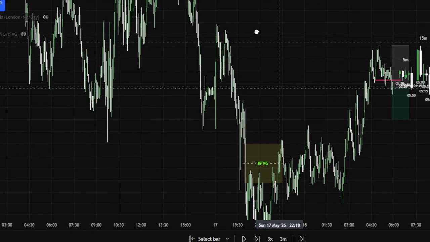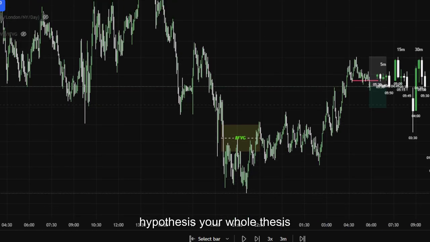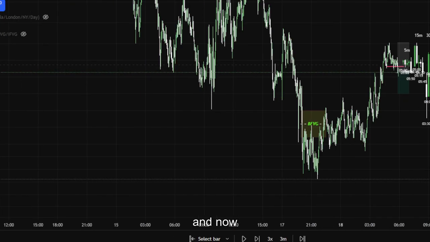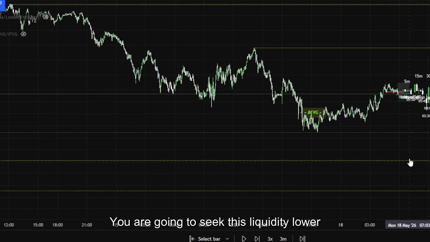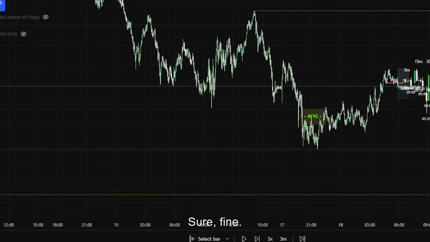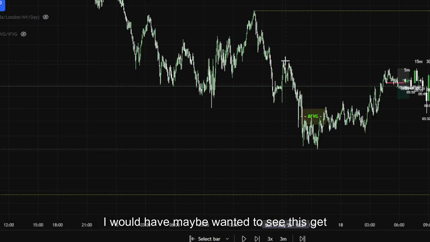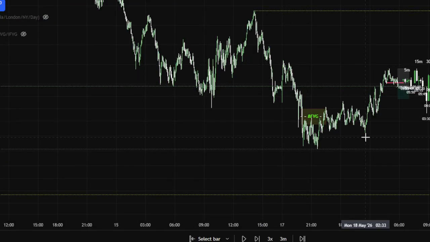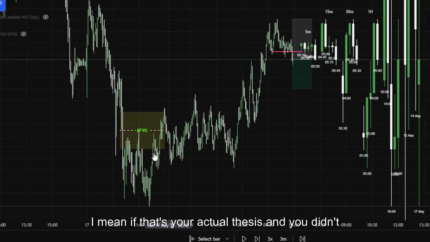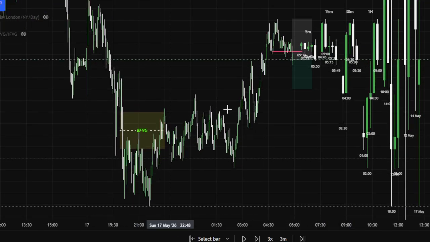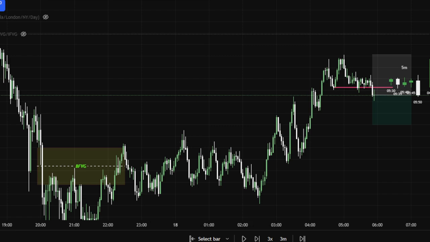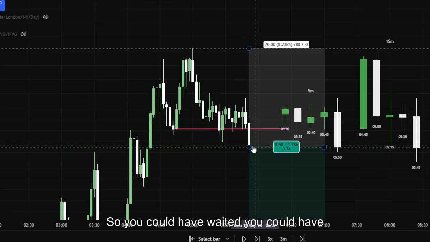your whole hypothesis, your whole thesis is this is the retracement, and now you are going to seek this liquidity lower. Sure, fine. I would have maybe wanted to see this get swept though, but if that's your actual thesis and you didn't trade this, sure, then I'm with you on that. That's fine. So you could have waited. You could have entered right away.